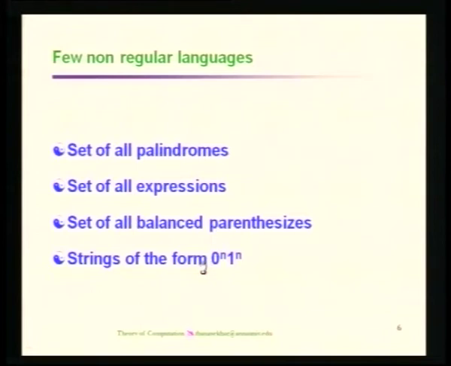Another very simple one is a string of the form 0 power n followed by 1 power n. So, we have seen something like 4 or 5 languages which are considered as non-regular languages. In all these languages, we have to understand that there is a need for remembering what we have recognized so far and what is yet to be recognized. Without understanding what we have recognized so far, it is certainly not possible to recognize the remaining part.